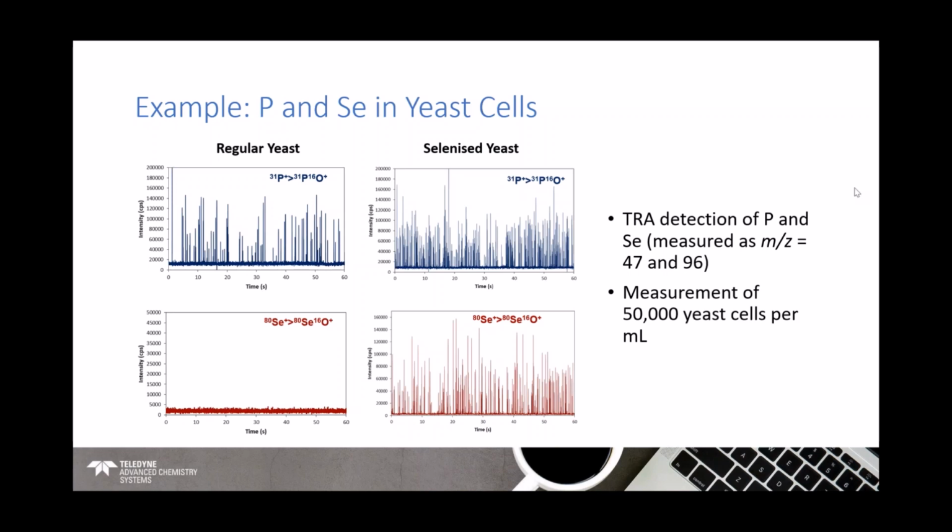Now, what I've not included on this slide is that there's actually more data to support this. If you take the regular yeast and just spike the liquid sample with selenium, then you will get the same graph that's under the regular yeast here. You won't get the same as the spikes from the selenized yeast, because that is just selenium, which would appear as background. It's not going to give you these individual events. So this shows that we're successfully introducing individual yeast cells, and we're capturing that data for processing later on.